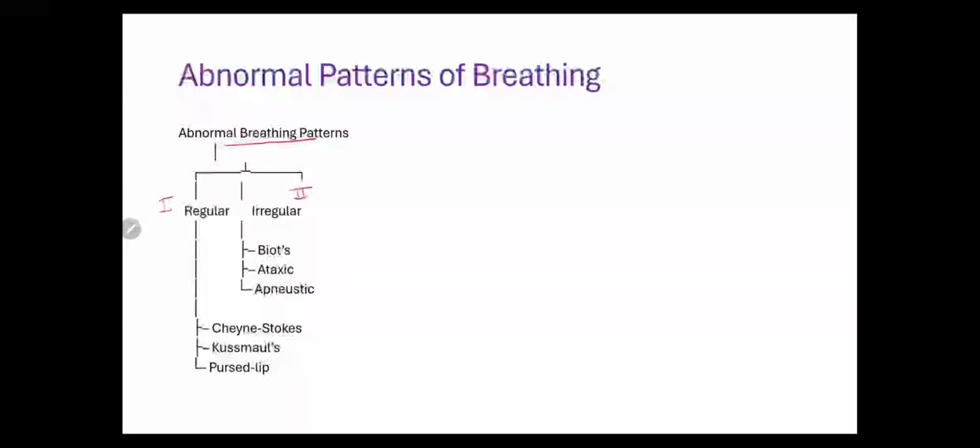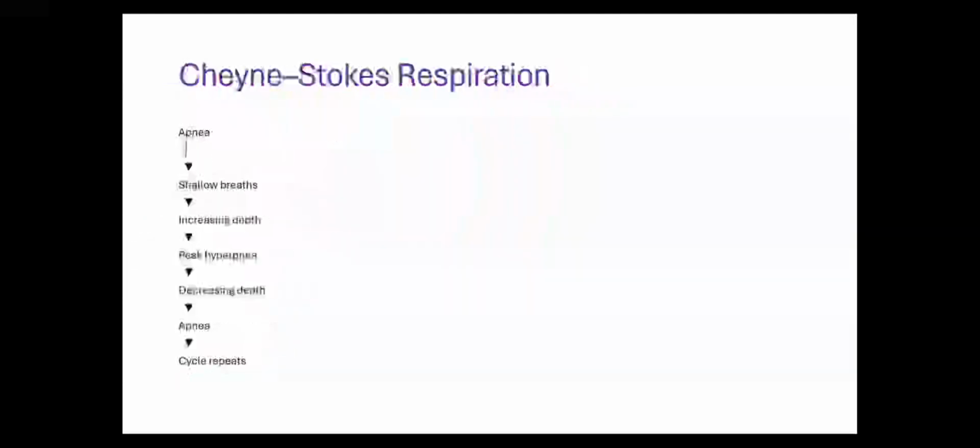Regular abnormal patterns follow a predictable repeating cycle. This group includes Cheyne-Stokes, Kussmaul's, and pursed lip breathing. Irregular patterns, on the other hand, are chaotic, unpredictable, and highly dangerous, including Biot's, ataxic, and apneustic breathing. Let's break each of these down so you can identify them instantly at the bedside. First up is Cheyne-Stokes respiration.